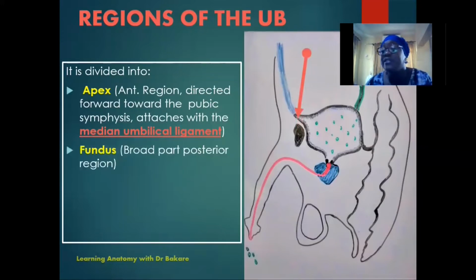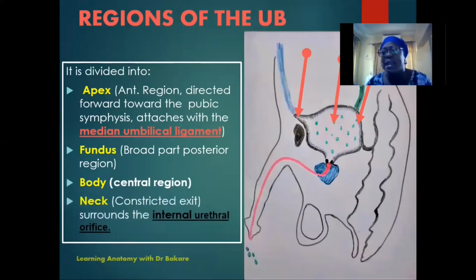Another region is the fundus. The fundus is the posterior expanded part. This is the fundus. It is located at the back and it is like a bulge. This fundus helps to create more space within the lumen or the cavity of the urinary bladder to accommodate more urine. Then we have the body. This is the body of the urinary bladder, the central region of the urinary bladder.